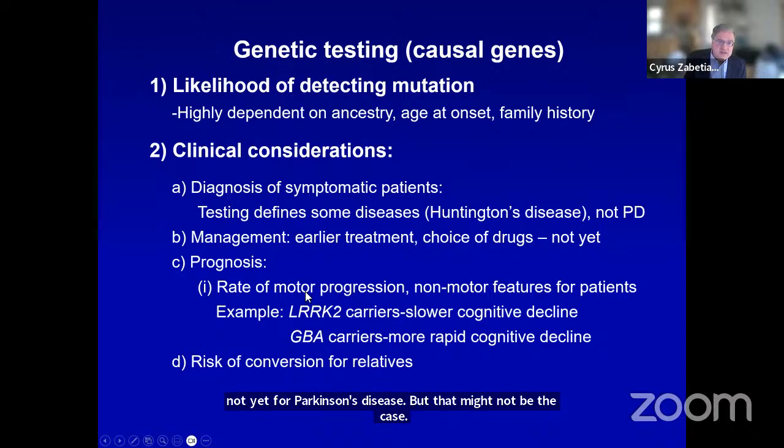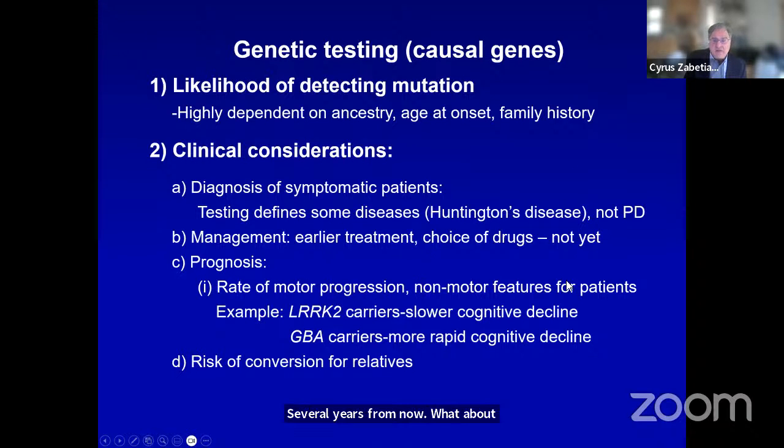What about prognosis? Well, it is true that the rate of progression is higher for some patients. So for instance, people who have GBA mutations tend to have a more rapid decline in both cognition and motor symptoms, whereas LRRK2 carriers tend to have a slower decline. But there's lots of overlap between groups. And so I generally don't make this a major consideration when I'm ordering testing.